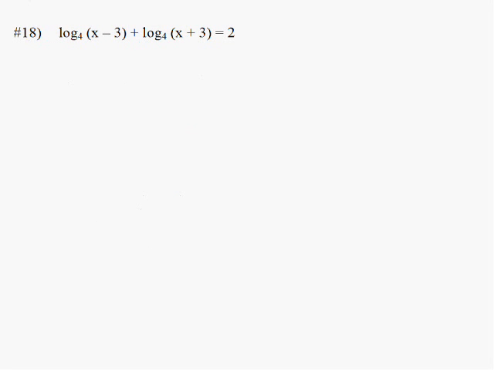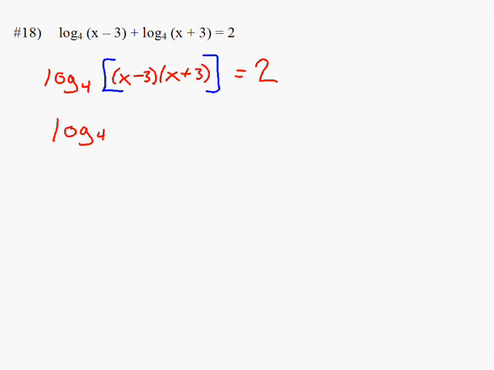18. We have a sum again. To make that a product, multiply the arguments. Using brackets around, since each of the things that I'm multiplying is in parentheses, you're going to use brackets to emphasize that the logarithm applies to everything in the brackets. If you simplify that, x minus 3 times x plus 3, you're going to get x squared minus 9.